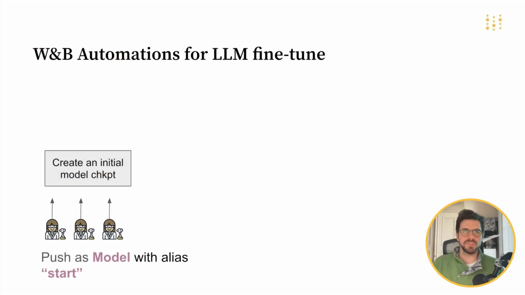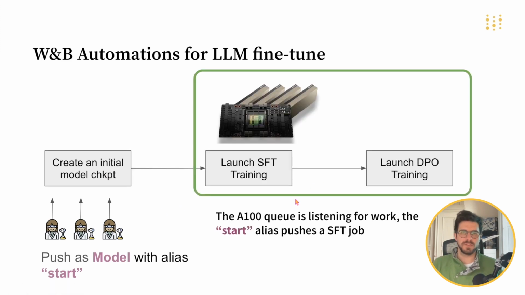Let me show you a use case of using Weights & Biases automations for LLM fine-tuning and evaluation. In this workflow, researchers push the initial checkpoints of the models they want to try. They can use the alias start to mark these checkpoints. Once the checkpoints get pushed, this will trigger automatically a supervised fine-tuning job on a specific hardware.